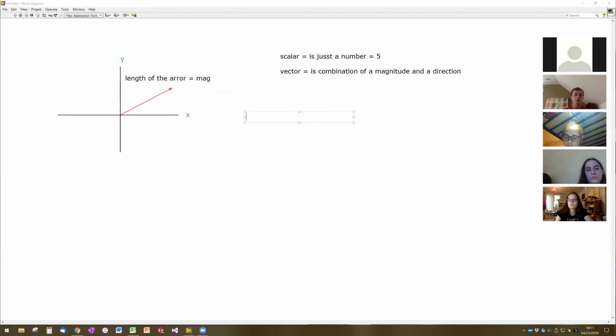Here, let me ask the question. What would be one way that you could describe this vector to someone else? If you had to talk over the phone, if you had this vector in front of you and your friend was on the other end of the phone and you wanted them to draw this exact same vector, what would be one way that you might represent that vector so that they can draw it on their end?